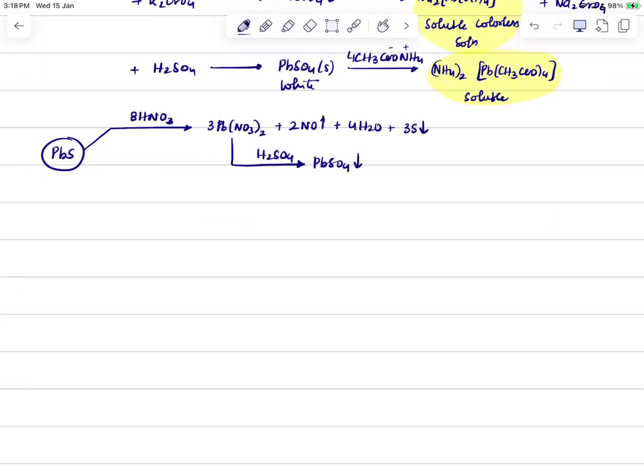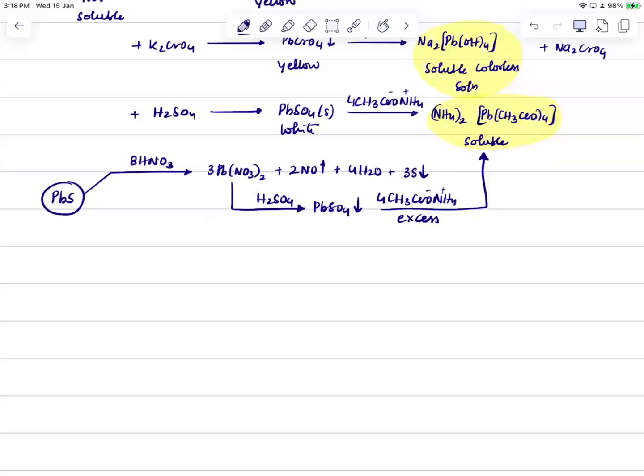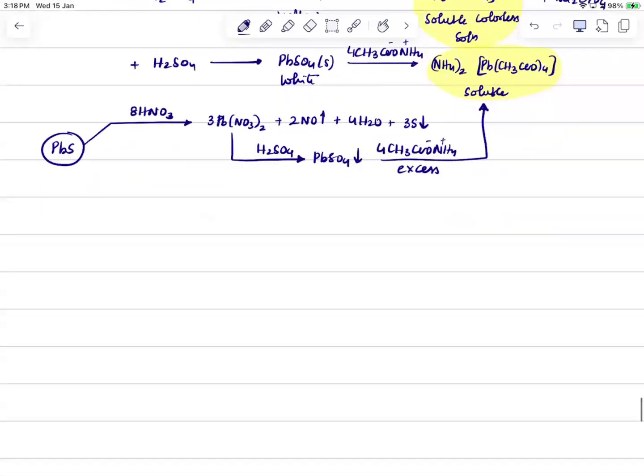Here, this is what we need to check. And like I said, the same logic applies: if you add excess ammonium acetate, it will convert into the soluble complex. Sorry, I'll pass on to the arrow directly. From here, again, you will get this part. This is about PbS. Now, by chance, if you have chromate or iodide, you'll get yellow precipitates.